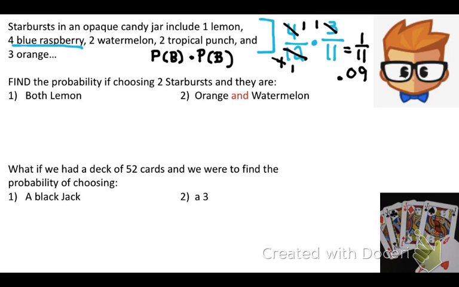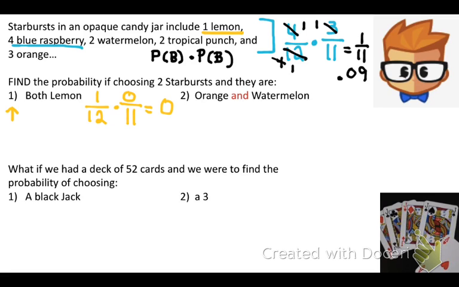Okay, we're on to the lemon. We want to choose 2 Starbursts and we want them both to be lemon. So we look, we have 1 lemon, so that's going to be 1 over 12. But unfortunately, that's all we have is 1 lemon. So we're down by 1 Starburst in the jar. There's no possibility of choosing a lemon. So we're going to get an answer of 0. 1 times 0 is 0.